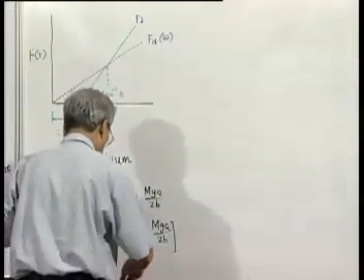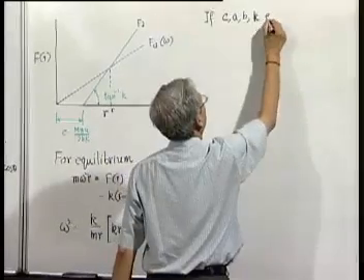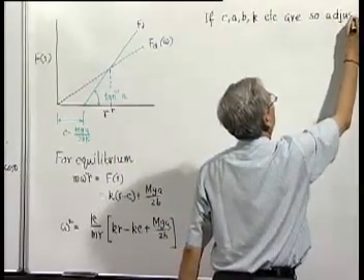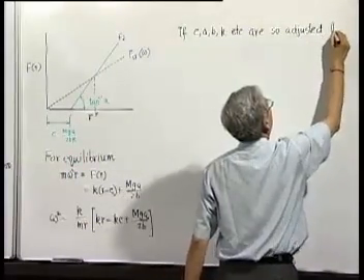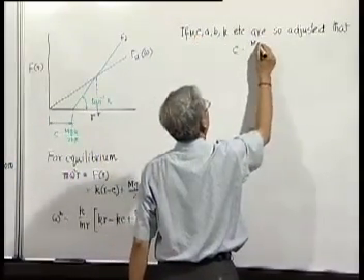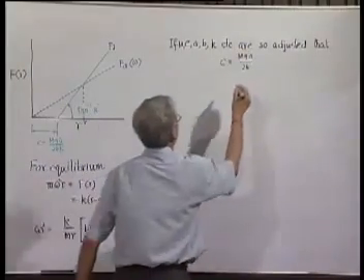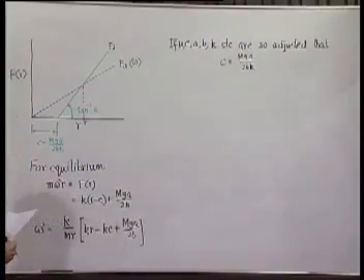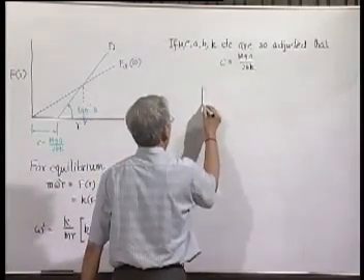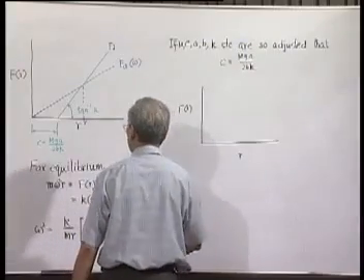So if C, A, B, K, etc. are so adjusted that C is equal to, including M, M, G, A to B, to B K. So if we do that, then what happens? Then this becomes 0. So control force diagram will now look like this.